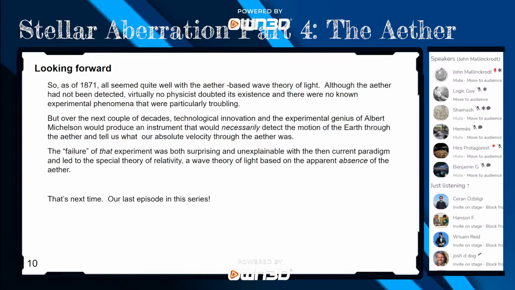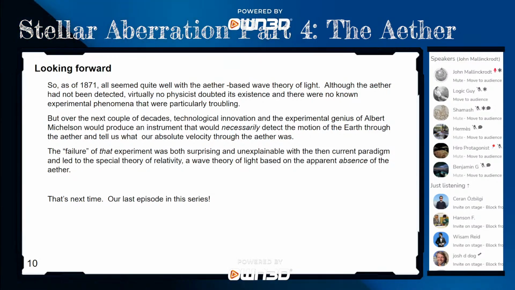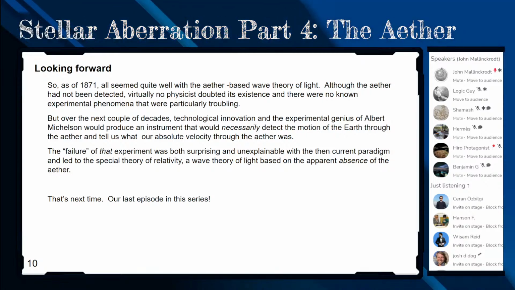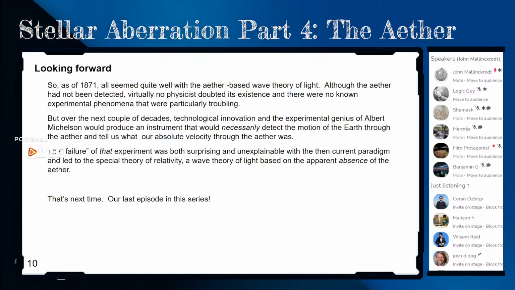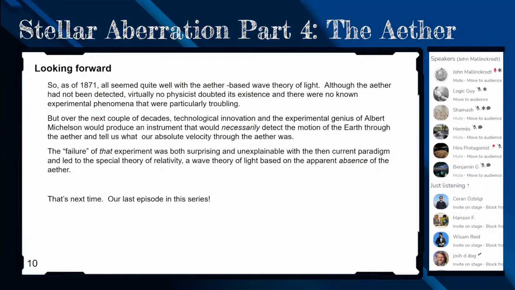So as of 1871, all seems quite well. I mean, it's really important to stop here and recognize that as of this time, with Ares' failure kind of putting the cherry on the pie, his failure actually sealed everything up, put a nice bow on the package. Everything was well. We had the ether-based wave theory of light. Although the ether had not been detected, virtually no physicist doubted its existence. It had to be there because waves need a medium.